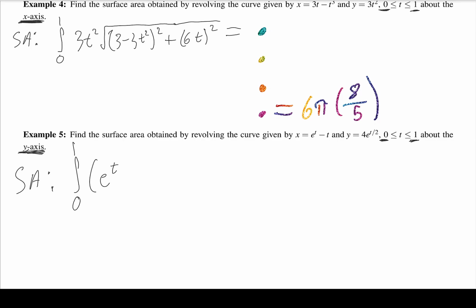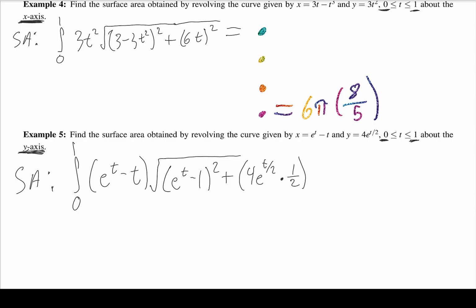So this will be e to the t minus t. Then we'll have the square root, right? So now we're doing our arc length formula, so we'll have dx/dt, which is e to the t minus 1, squared, plus dy/dt. So being careful about this, it's going to be 4e to the t over 2 times the derivative of t over 2, which would be 1/2, squared. Right, and so this is essentially just 2e to the t over 2 squared. Oh, and then I should have a dt here, right?